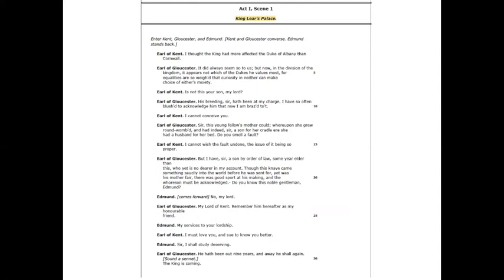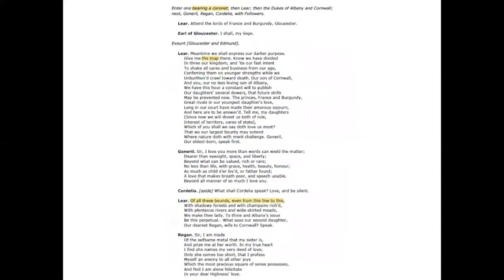So this one, we can kind of see that these guys are talking. And then at the bottom of the page, you hear sounds a senate. That means like trumpets, the king is coming. And then at the top, it says bearing a coronet.